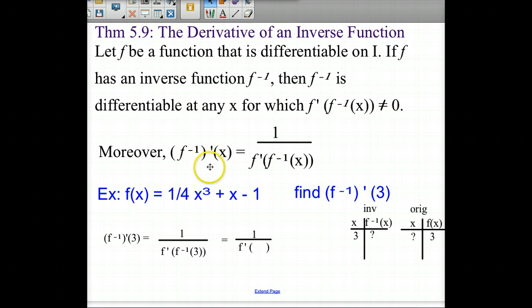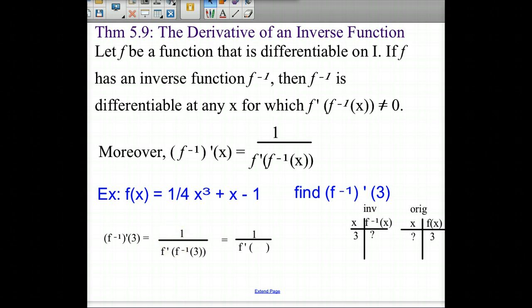Sometimes that doesn't work, but you might still want to be able to find the derivative of the inverse. So even if you can't find the inverse function itself, you can still find the derivative. For example, this function here, we could not find the inverse using algebra that we know. But we still might need to find the derivative of the inverse at a certain point.